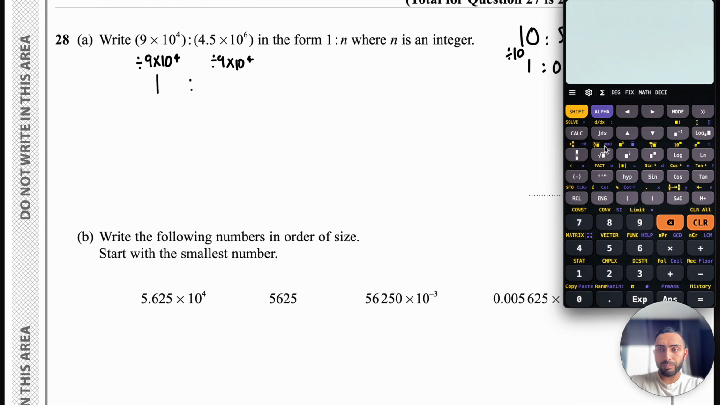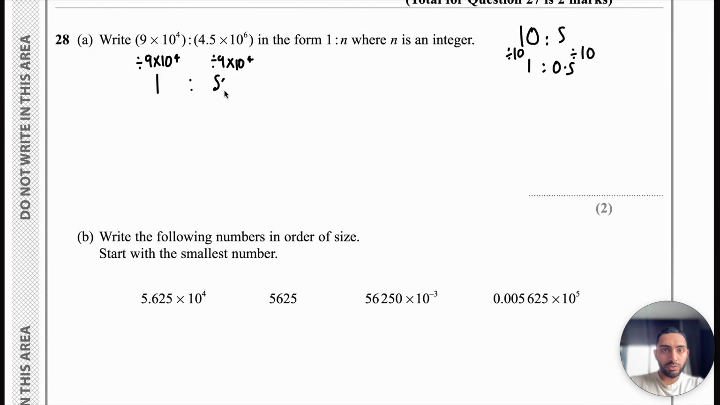So open up a bracket, 4.5 times, and you can just type this button. I'm going to do shift and press this log, and it gives me times 10 to the something, so I want a 6 there, and it's being divided by, open up a bracket, 9 times shift and this 10. Yours might be down here, just have a look where yours is on your calculator. And that would be a 4. And it gives me an answer of 50. So I put 50 over here.